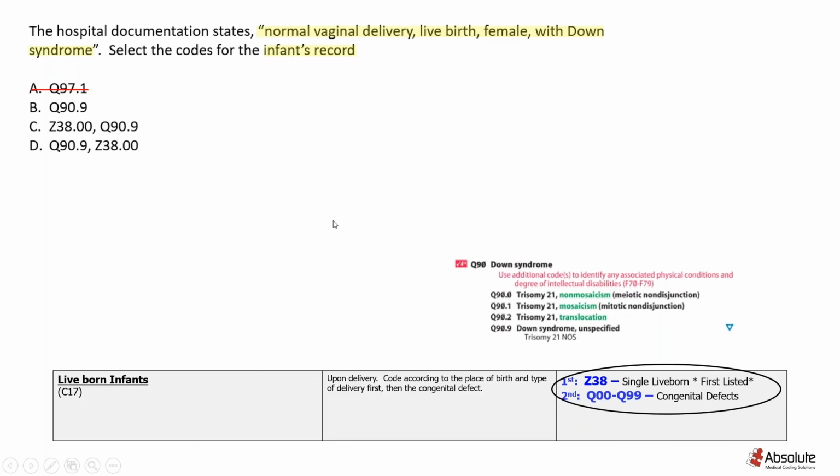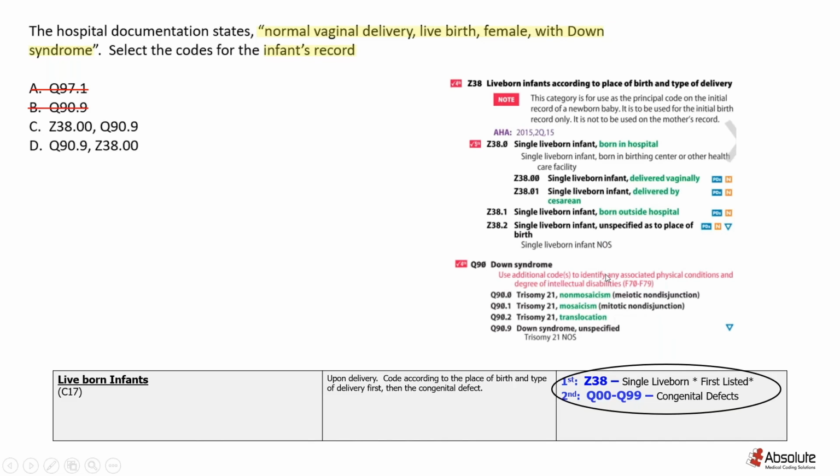Okay, let's now look into option A. With the guideline, I don't need to look into the options, right? I can eliminate option A because that's not coding for Z38 initially. Z38 should be our principal diagnosis. So option A is wrong. Option B also is wrong. Option D is also incorrect, because that's not following the sequencing guideline. And Z38.00 is for single live born infant delivered vaginally, and Q90.9 is for Down syndrome, unspecified.